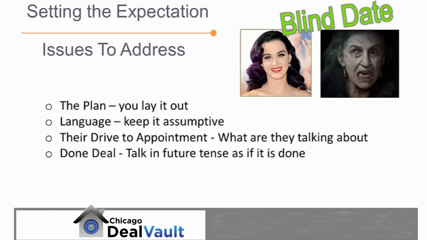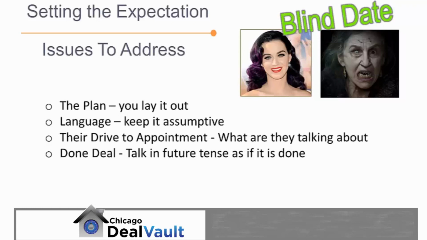So let's try and visualize this. Let's say you're going on a blind date and your friends told you that that person looks like Katy Perry here. So you show up on the date, and she looks a little bit more like this woman here on the right. So setting expectations is very important. The worst thing that you can really do is set the wrong expectation. You can really spoil everything by doing this.